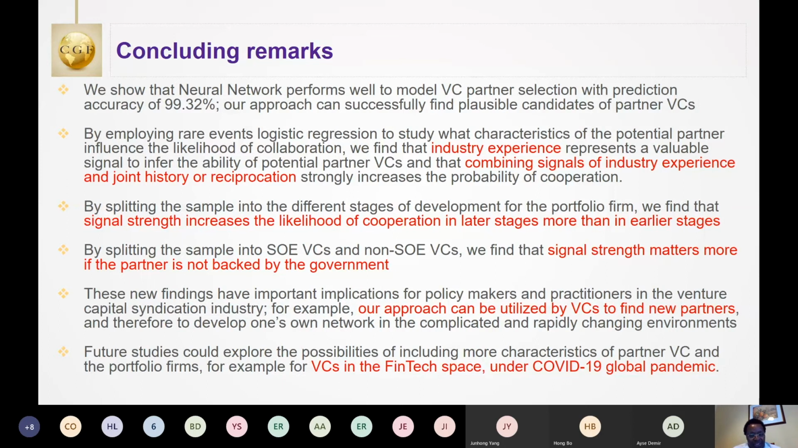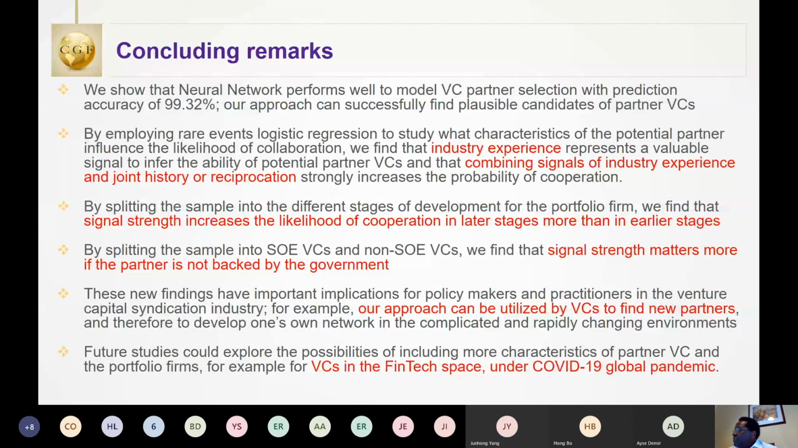We split the sample into different stages of development, and we find that signal strengths increase the likelihood of cooperation in later stages more than in the early stages. We also split the sample into SOE VC and non-SOE VC, and we find that signal strength matters more if the partner is not backed by the government. And we conclude that our approach can be utilized. This is the value addition of this research, that our approach can be utilized by VCs to find new partners. And this is a long-standing challenge problem that we hope we have solved.